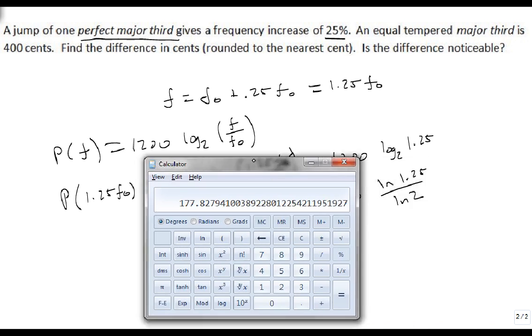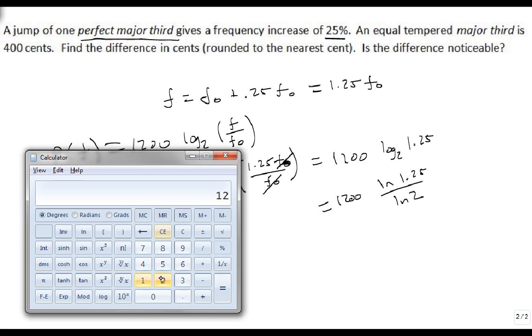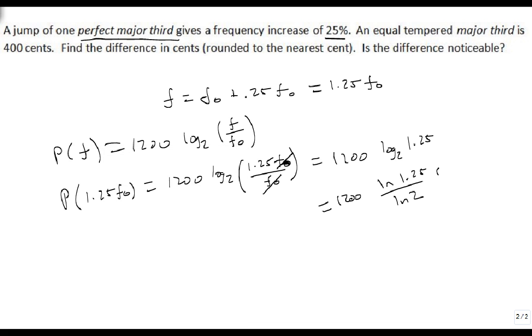So I can type this into my calculator: 1200 times the natural log of 1.25 divided by the natural log of 2, equals. So this is approximately equal to 386.313 cents. That's what we get out of it using a calculator. Now, we're told that an equal tempered major third is 400 cents. So how close is 386.3, or let's just call it 386, to 400?